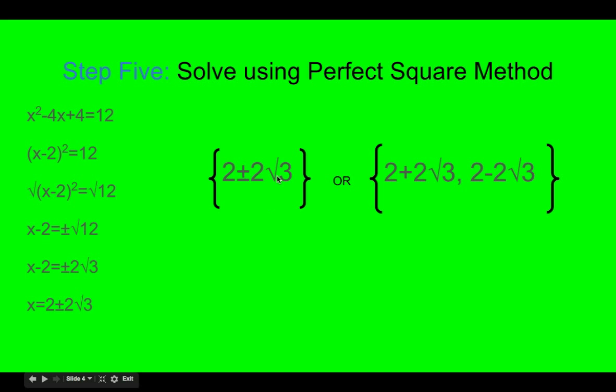And this can be our equation because the plus or minus is indicating that there's more than one possible answer. So it can be written as 2 plus 2 square roots of 3, 2 minus 2 square roots of 3. But the simpler version is this, where it's combined into the plus or minus. And this is how we solve a quadratic equation using the completing the square method.